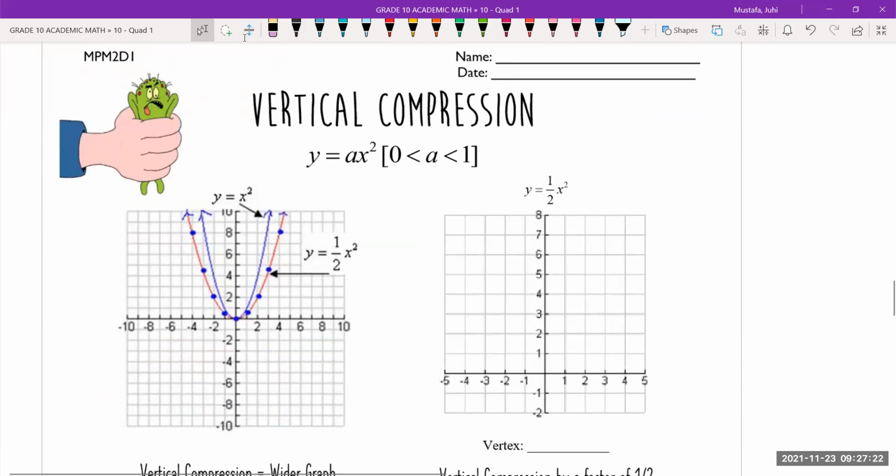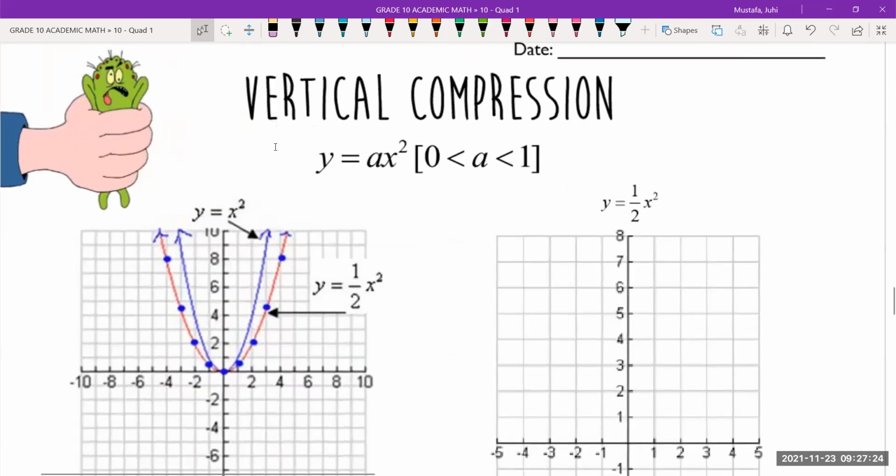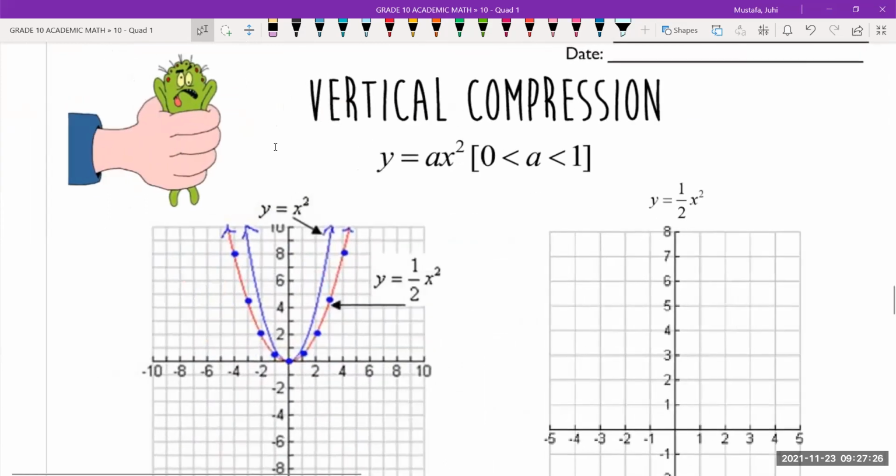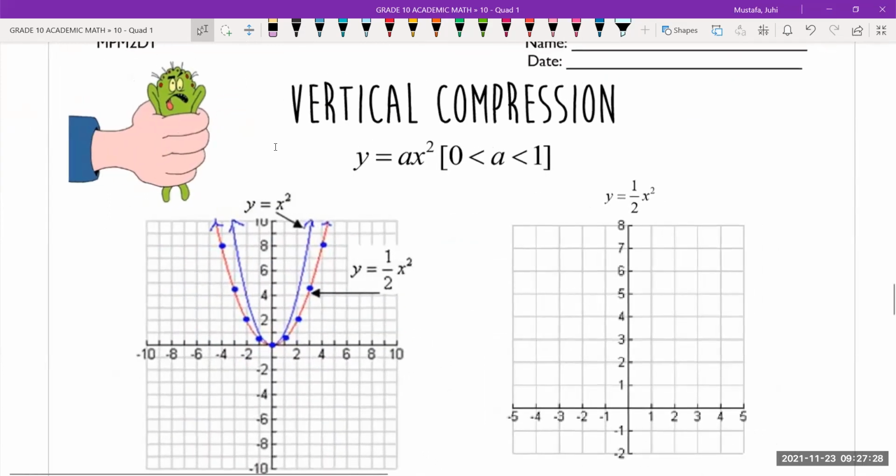Now, if you don't like fractions, you may not like this. How do I know something is a vertical compression? Well, in front of the x squared, you are going to end up having a fraction. So as soon as you see a fraction in front of the x squared, you know your parabola is being compressed, and so it's becoming wider.